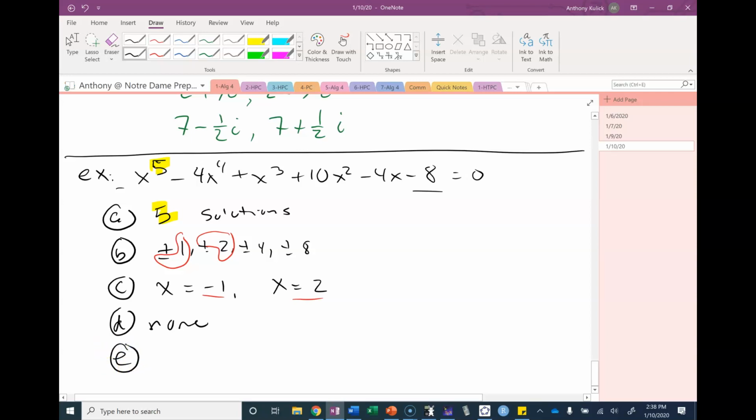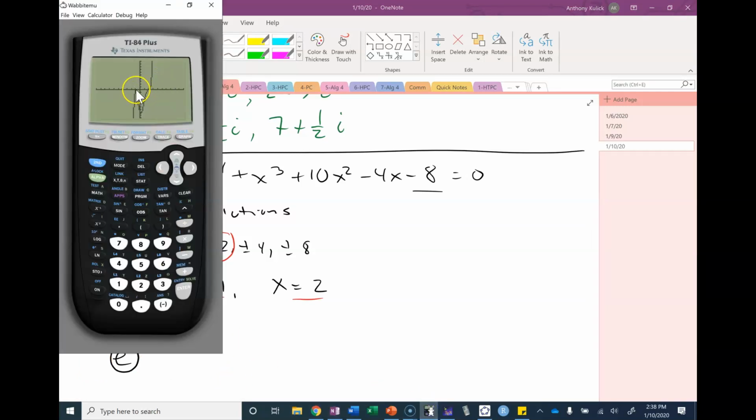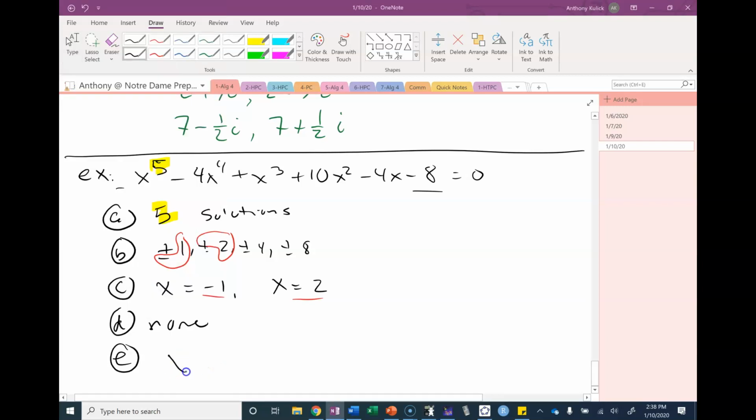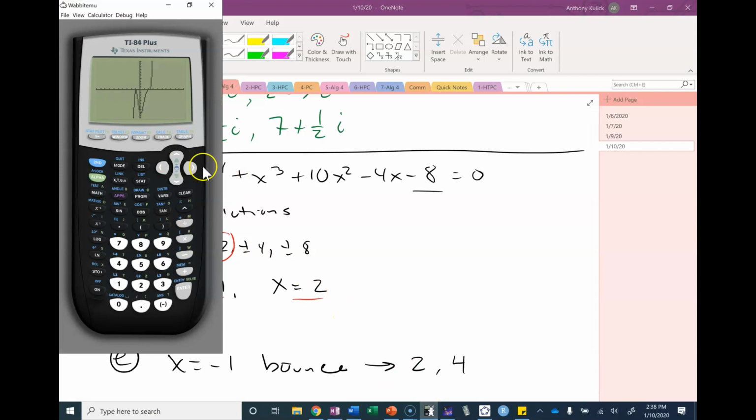E says use the bend-bounce-straight theorem to determine the number of times each solution can occur. So, negative 1 is a bounce. Everybody agree with that? So that means it could be used an even number of times. I could be used 2 times. I could be used 4 times. But I can't be bigger than 5 because that's the maximum number of solutions I can have. Positive 2 is a bend, right? So that could be used 3 times, or it could be used 5 times.